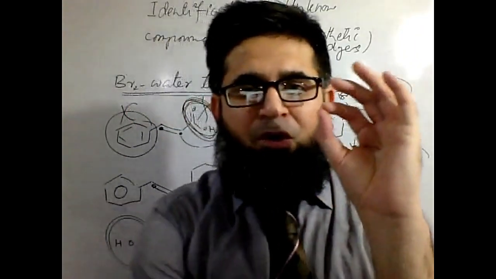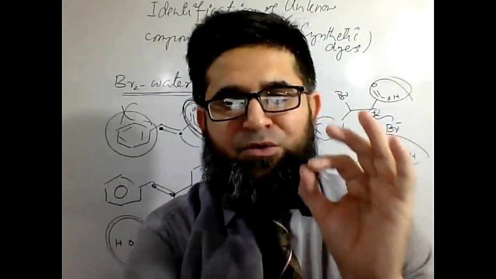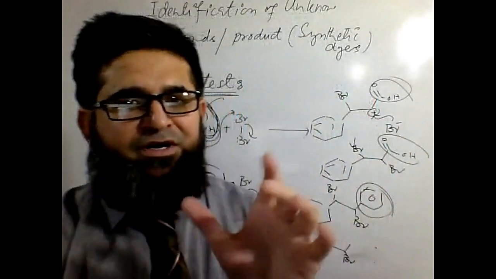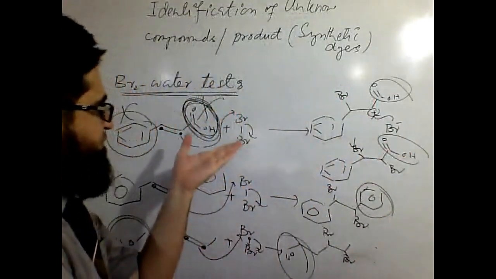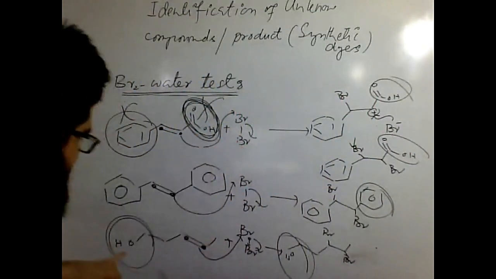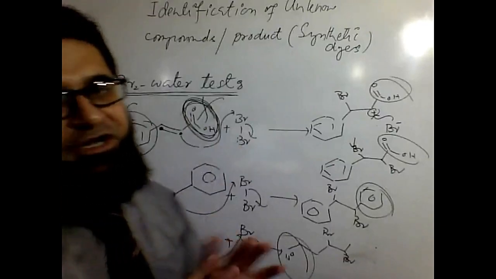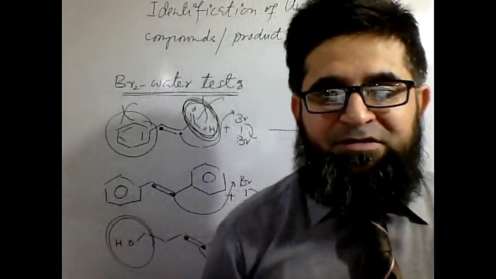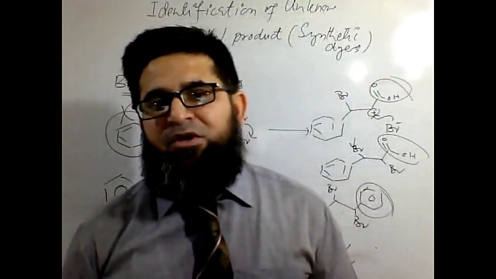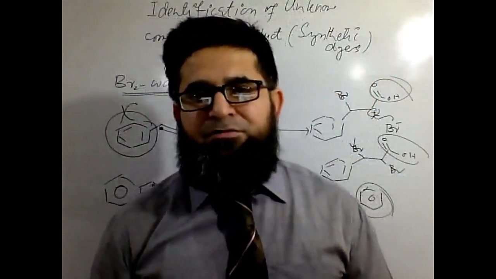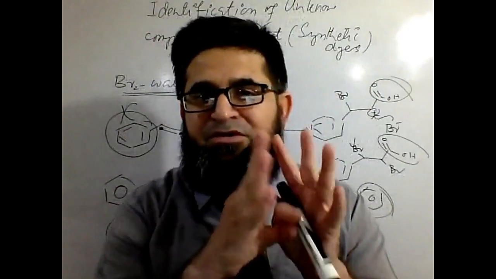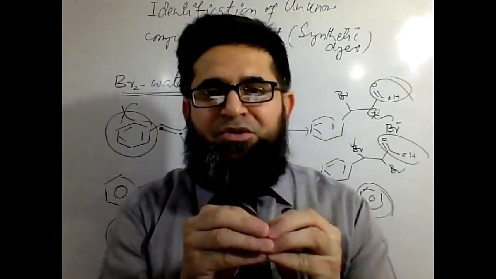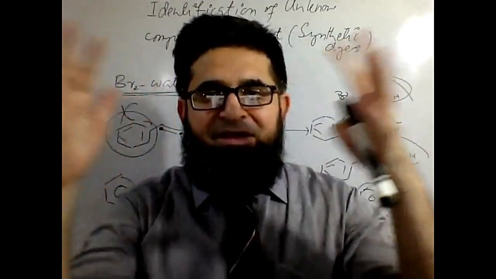This alcoholic functionality does not undergo any sort of transformation or interaction during the reaction with bromine water. That's why its presence will not be confirmed by the bromine water test. So the bromine water test only confirms the presence of double bonds and triple bonds, because it can react only with double or triple bonds. It cannot react with any other functionality.